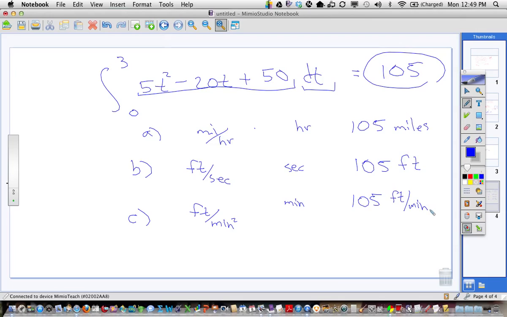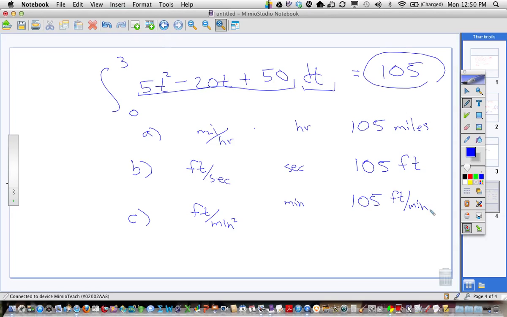I said it's a net change in miles because that means we were at 30 miles, right? Let's say that's what it was at 0. And then at 3, we're at 135 miles. So we went from 30 miles to 135 miles. The change in miles was 105. That means we traveled 105. So we could say the net distance traveled, okay? But it's really a change in miles. This is a change in velocity.